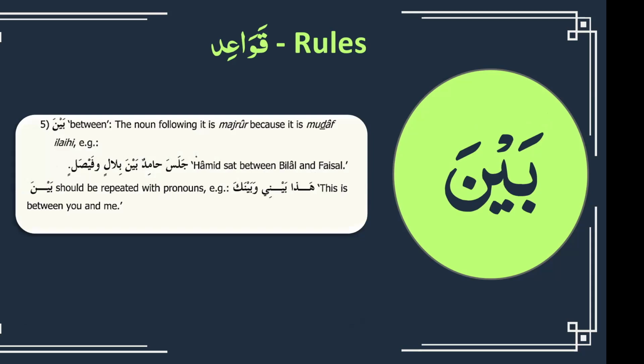Baina simply means between. The noun is in majroor because it is maduf. So, jalasa hamidun baina bilalun wa faisalin. So Bilal, Hamid sat between Bilal and Faisal. Jalasa Hamidun, Hamid sat, Baina, between Bilalin wa Faisalin. Another one that we mentioned in the way, Haza Baini wa Bainaka. This is between you and me.